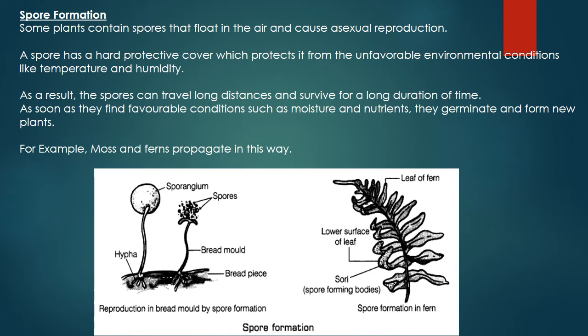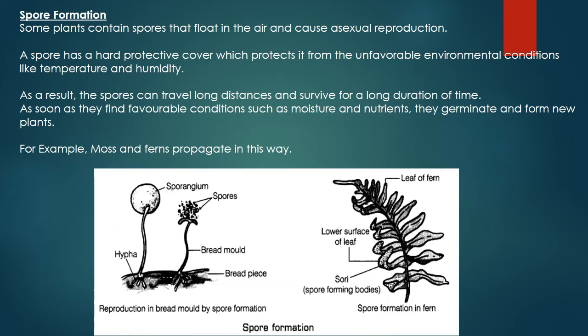Next is spore formation. From the spores themselves we can see they are very small. These small plants contain spores that can float in the air and cause asexual reproduction. A spore has a hard protective cover which protects it from unfavorable environmental conditions like temperature, heat, light, humidity, moisture, etc. So the spore can travel very long distances and survive for a very long period of time. As soon as they find favorable conditions, moisture and nutrients, they germinate and form new plants.